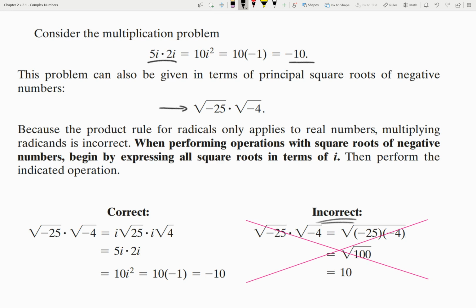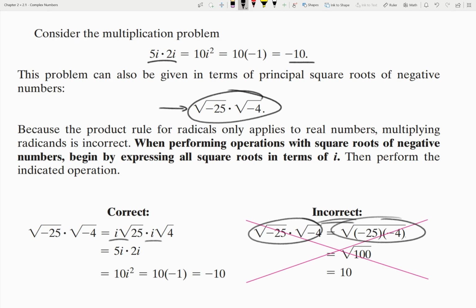However, that is incorrect because what you just used right here to combine these square roots was the product property. The product property only works for real numbers. The square root of negative 25 and the square root of negative 4 are not real numbers, so you cannot use the product property. So if you look at the bold sentence right there, when performing operations with square roots of negative numbers, begin by expressing all square roots in terms of i. That means if you are going to multiply these two things together, the first thing you do is take out the i and take out the i, and then you can combine them, and then you can do the other operations.